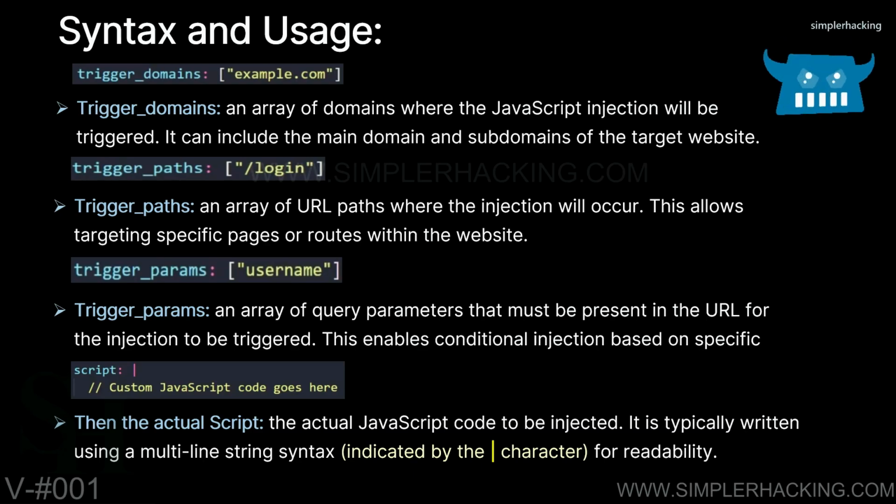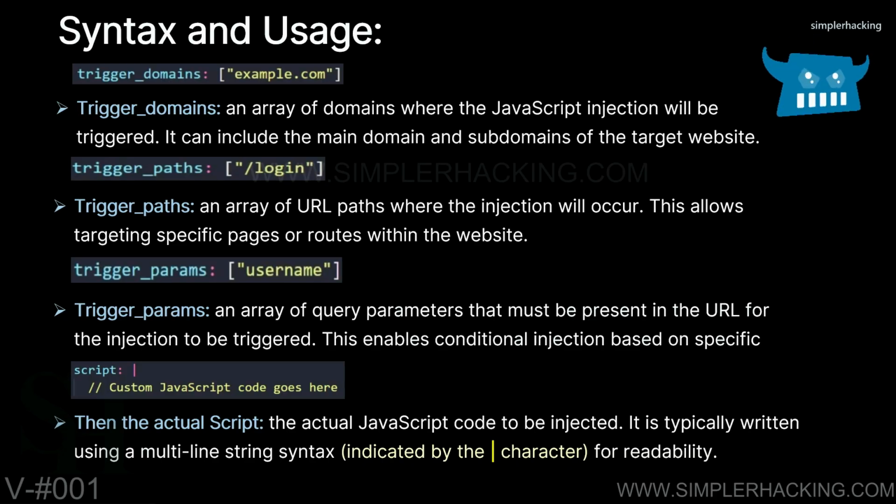Trigger domains. These are an array of domains where the JavaScript injection will be triggered. This can include the main domain and subdomains of the target website. Next is the trigger paths. This is an array of URL paths where the injection will occur. This allows targeting specific pages or routes within the website.